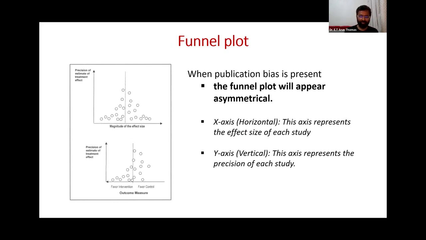This funnel plot is something beyond the scope of this discussion, but in all meta-analyses and systematic reviews, you can see a funnel plot. So just understand that the x-axis represents the effect size of the study and the y-axis represents the precision, that is 1 divided by standard error. If the funnel plot is symmetrical, that means publication bias is not there, and below you can see, if it is asymmetrical, that is, publication bias is there.